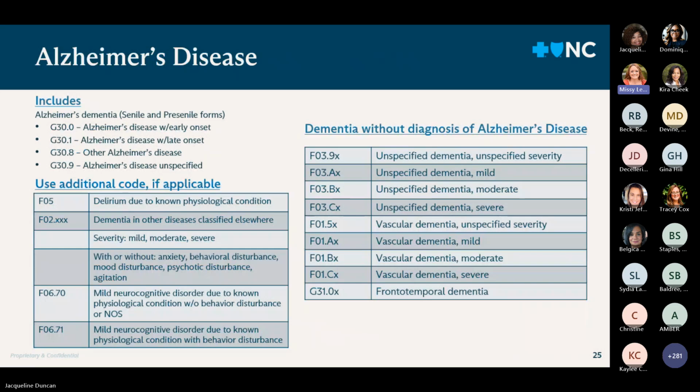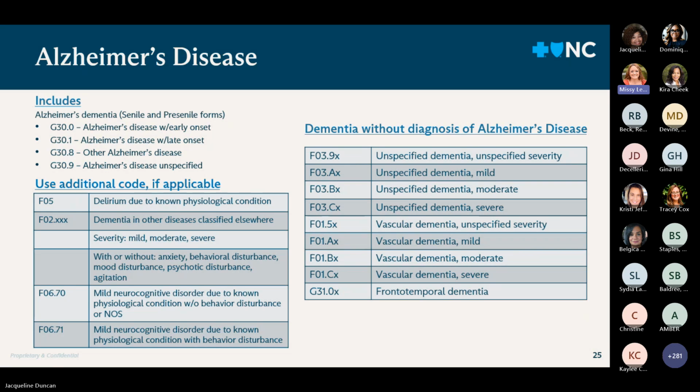When coding Alzheimer's and dementia, the etiology, Alzheimer's disease, should be sequenced first. The G30 category is used to code Alzheimer's dementia. As always, it is important to code to the highest specificity known, including whether it is early onset or late onset. The manifestation, dementia, is sequenced second.